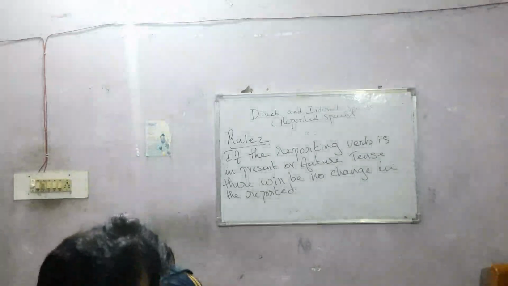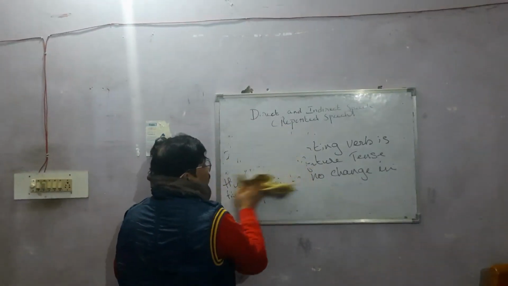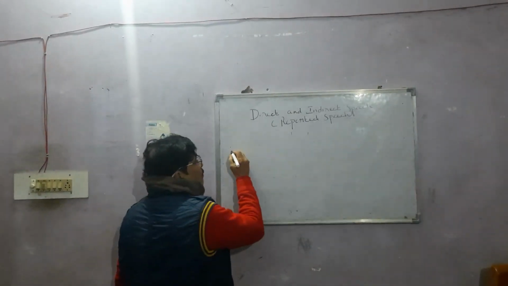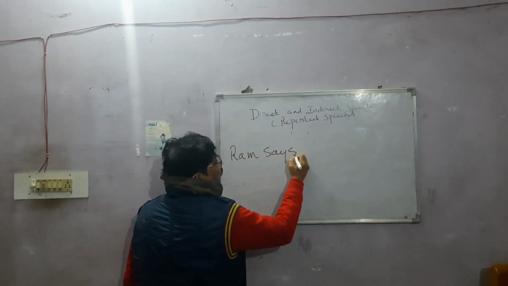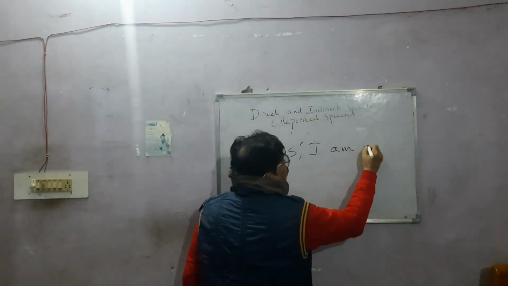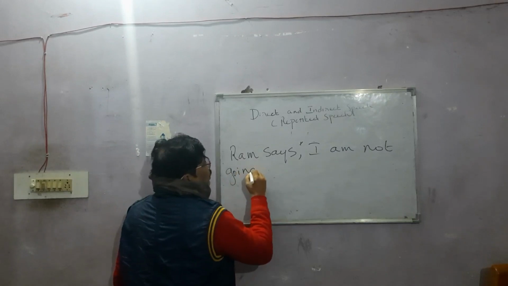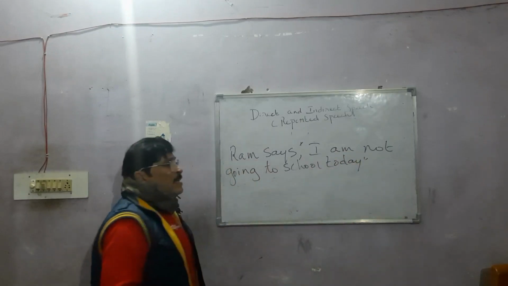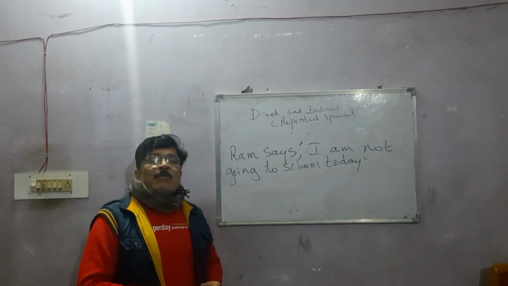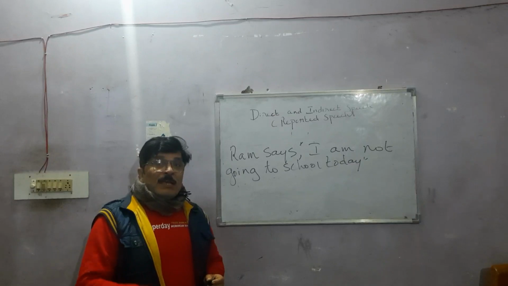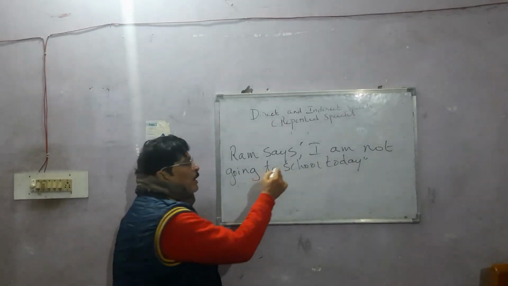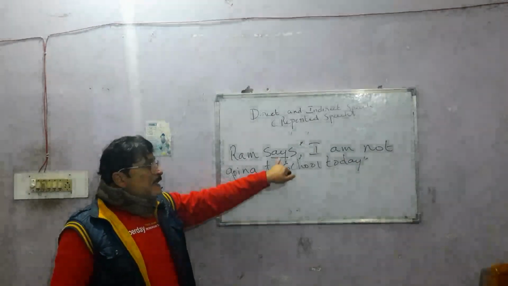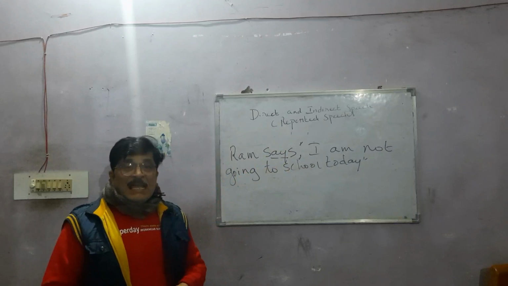Now I will show you a sentence so that it will be easy for you to understand. When you get a sentence to change to indirect speech, for example, Ram says, "I am not going to school today." As I told you, the first thing you have to do when changing from direct to indirect speech is check your reporting verb. The reporting verb will always be before the comma. So the reporting verb is "says". Then you have to see the tense of this verb. The tense of this verb is present tense.